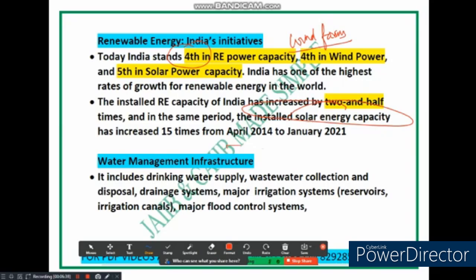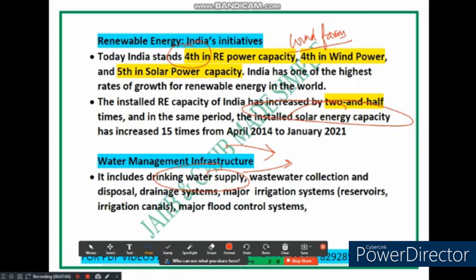Now let's talk about water management infrastructure. It refers to the systems and structures that are designed to manage and distribute water resources efficiently. It includes various components that support the supply of drinking water, collection and disposal of wastewater, and management of drainage systems. Let me talk about some examples. The first is drinking water supply. It includes the infrastructure required to provide clean and safe drinking water to communities.